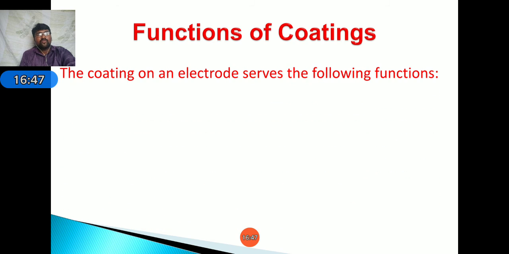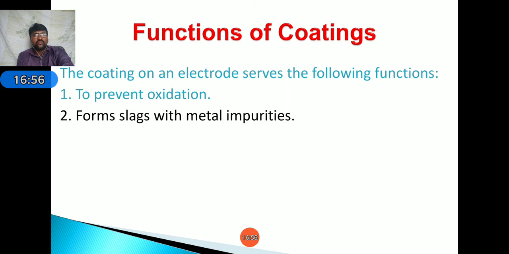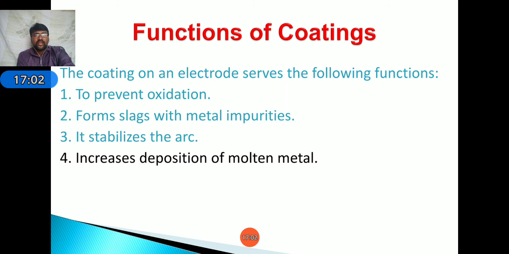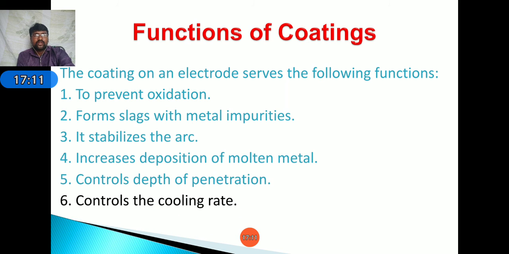Next, functions of coatings. What is the need for coatings on the bare electrode? That is to prevent oxidation, form slag with metal impurities, stabilize the arc, increase deposition of molten metal, control the depth of penetration, and control the cooling rate. These are the functions of the coating on the electrode material.